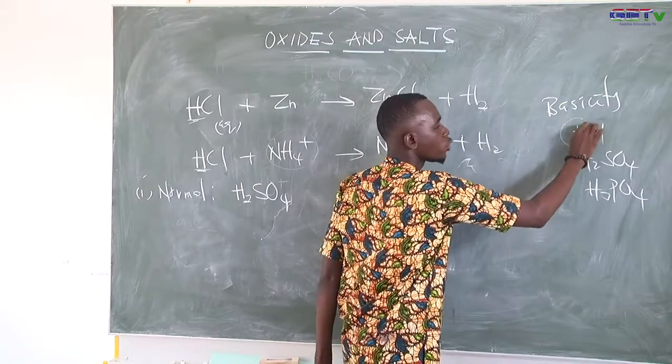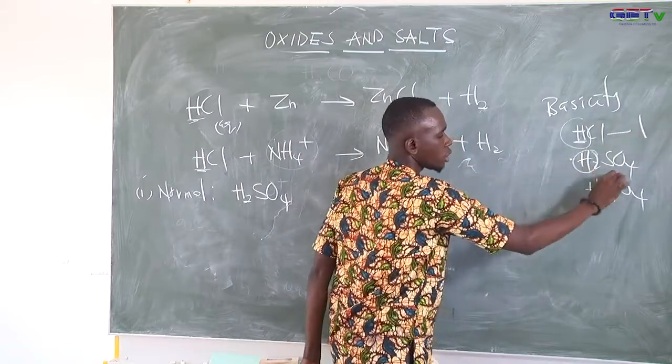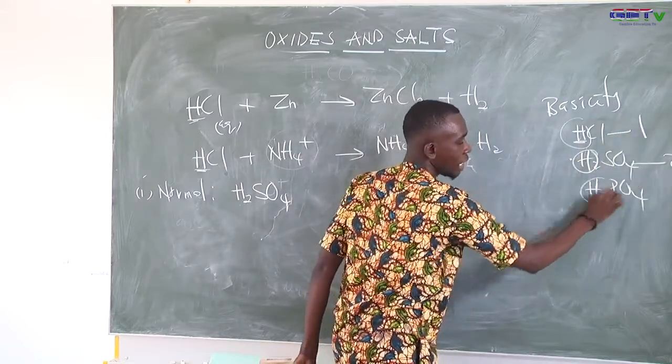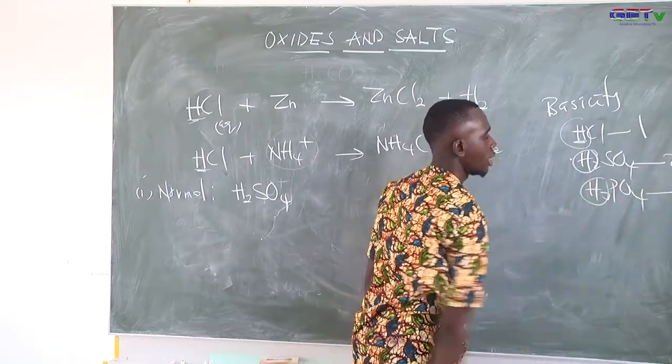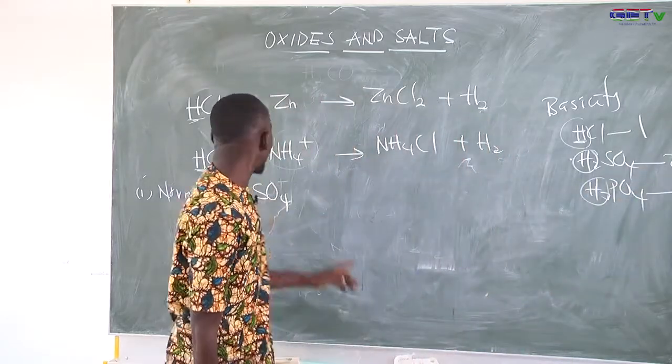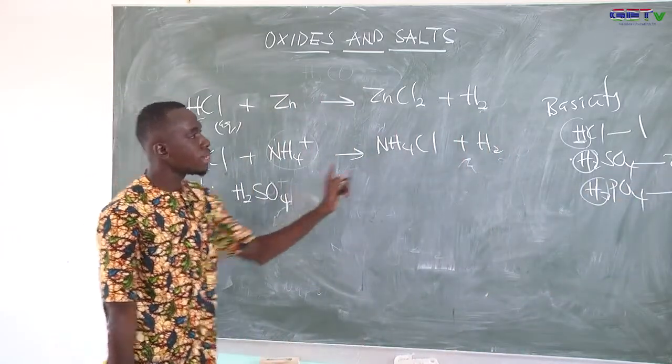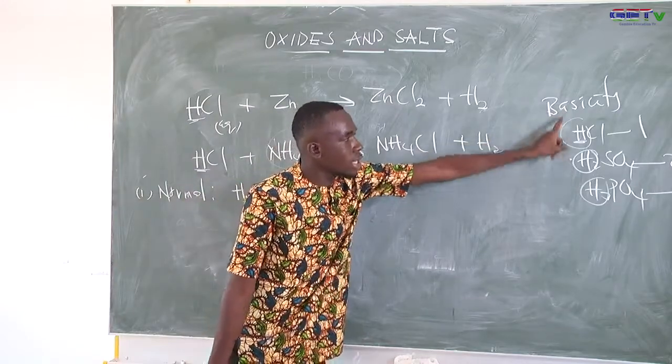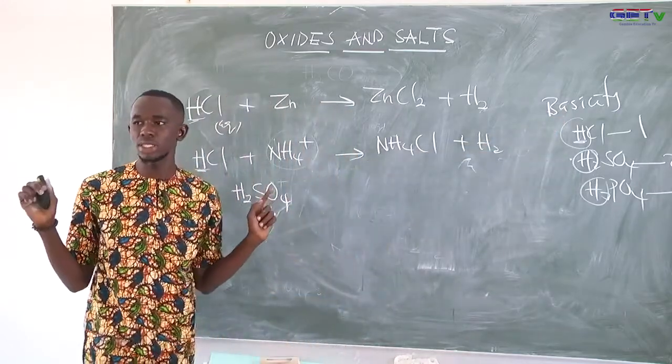So the basicity here is going to be 1. We have 2 protons here, the basicity is going to be 2. We have 3 protons here, and the basicity is going to be 3. So a normal salt is formed when the basicity of that acid is totally replaced in its aqueous solution.